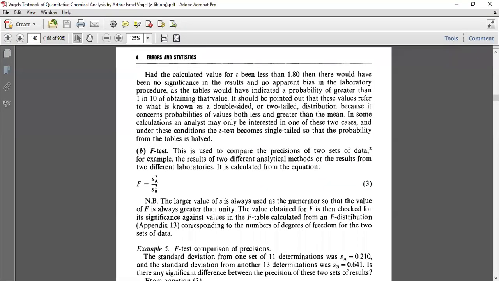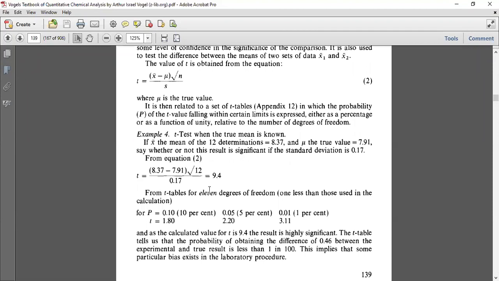Now another observation they have given: if the calculated value for t is less than 1.80, then there would have been no significance in the results and no apparent bias in the laboratory procedure, as the tables would have indicated a probability of greater than 1 in 10 of obtaining that value. So clear? Here they have given the comparison. For example, your value is very far, from 1.80 straight to 9.4 here. So they are saying that it is highly significant and some bias exists in the laboratory procedure.